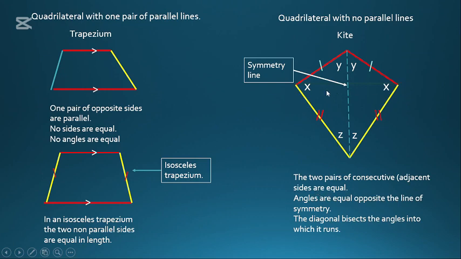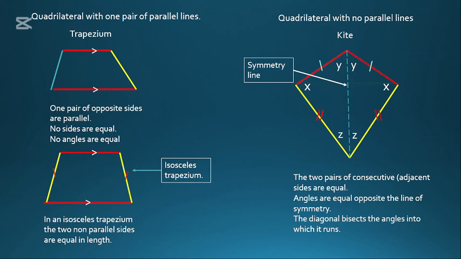So it's this side and that side. Angles are equal opposite the line of symmetry. So this angle is equal to that angle over there. And the diagonal bisects the angles into which it runs. So it runs from there to there, and it bisects these angles. So that is our quadrilaterals, classified according to their sides and their angles.